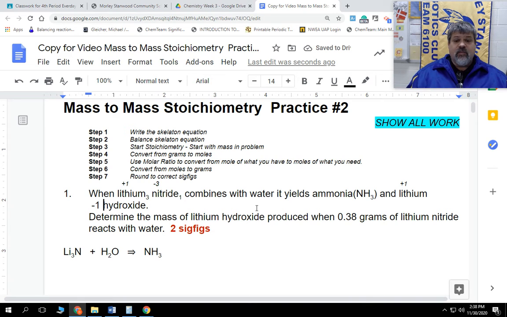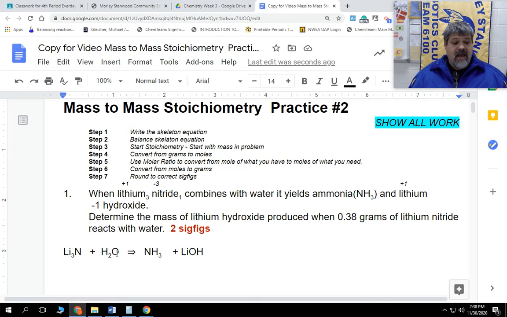So I have a +1 and a -1. They automatically cancel each other out, so I only need 1 of each one. So we're going to go in here, and that's going to yield lithium, Li. Then hydroxide is OH, if we remember what that is. So right there is our skeleton equation, or our unbalanced chemical equation.